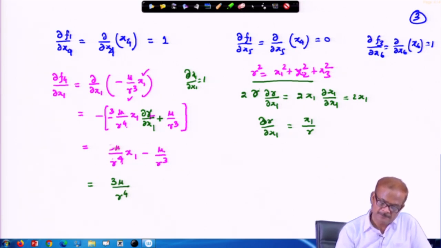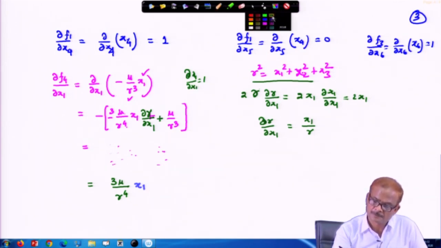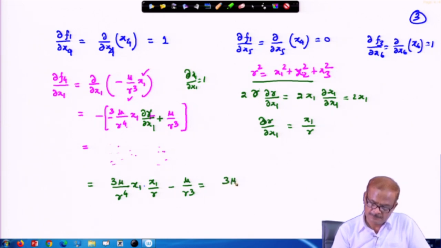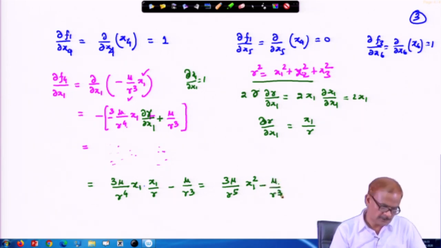And once we insert it in this place, in this line, we directly write first here and thereafter we modify. So, this is minus minus plus 3μ by r to the power 4, x1 times ∂r/∂x1, which is x1 by r, and minus becomes μ by r cubed. This is 3μ by r to the power 5 x1 squared minus μ by r cubed.